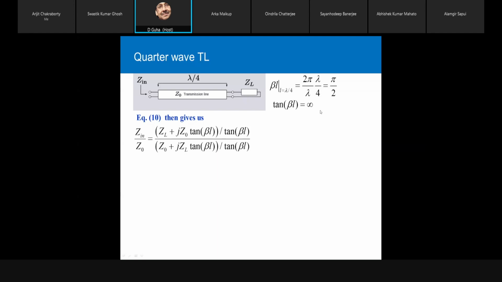So when we apply this one, we are getting the simple solution: Z in equal to Z naught squared by ZL. Do you agree with this solution? Yes, sir. Right. So now this gives you one very interesting relation, that the product of input impedance and load impedance is equal to the square of the line impedance. What's the significance of this one?